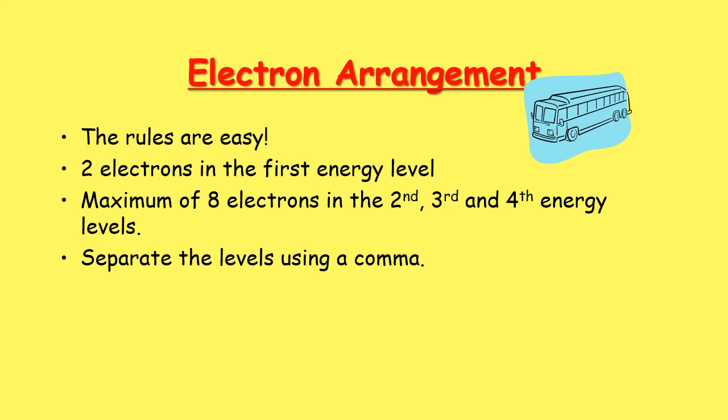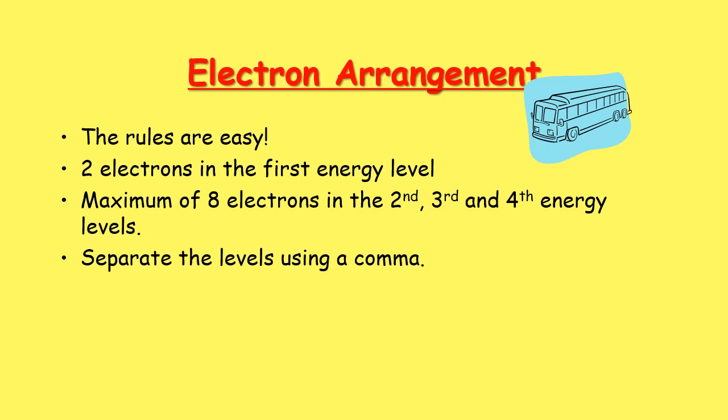Now, when it comes to describing the electron arrangement, the rules are quite easy. And it's made even easier by the fact that the data booklet on page 6 gives you the electron arrangements for most of the elements, and it definitely gives it to you for the first 20, which is what you need for National 5. Now the rules are straightforward.